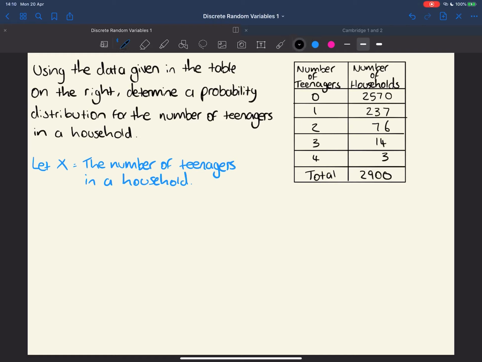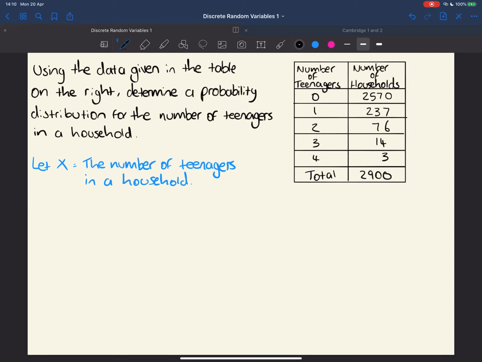Why did I determine that to be our variable, the number of teenagers in a household? Well, it says determine a probability distribution for what? The number of teenagers. That's going to be our variable. So let's go ahead and set that up.